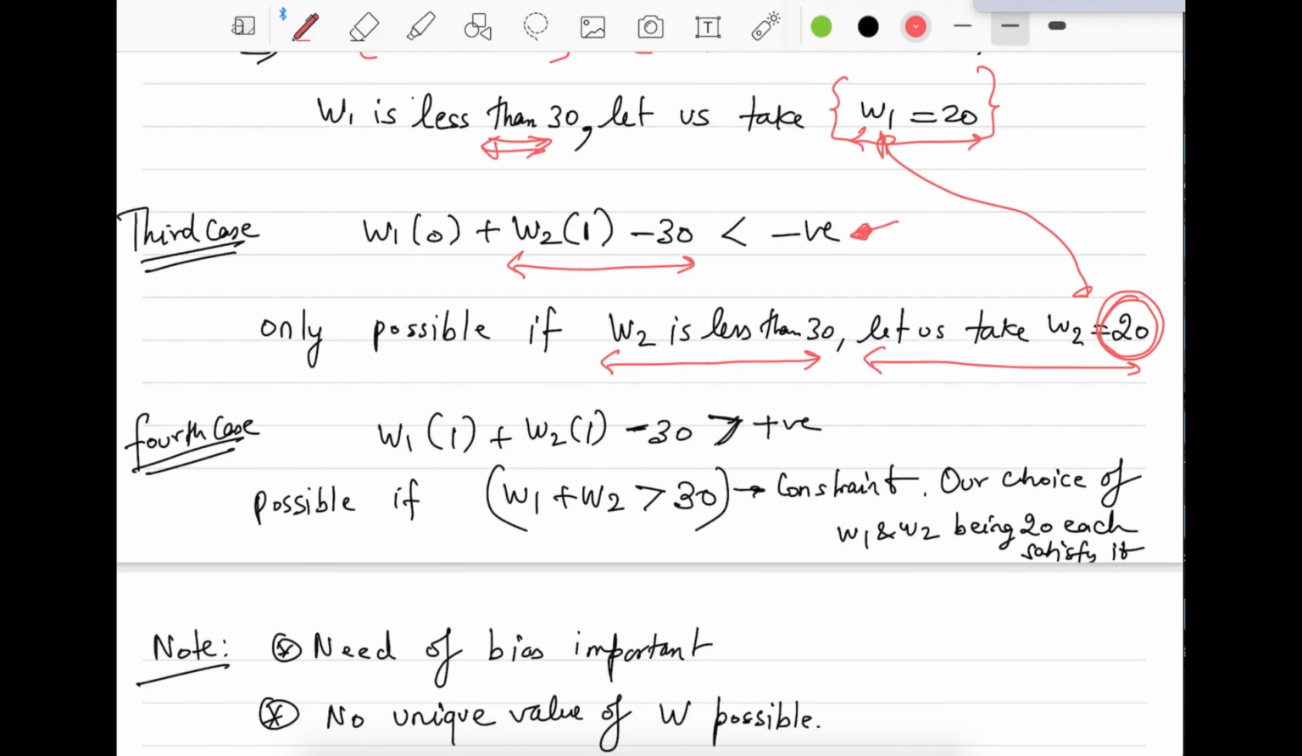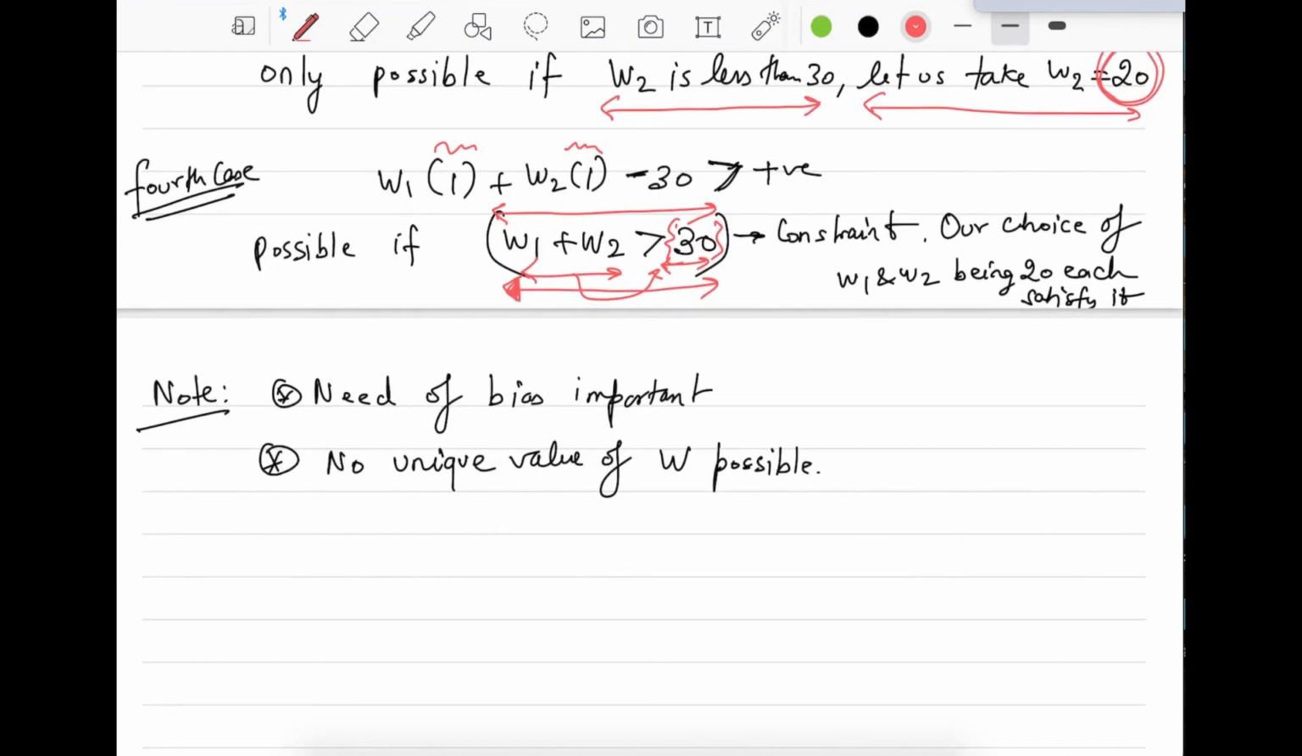And the last constraint, when both of them are 1, we have this constraint. So this is very important. You see here, I am taking W1 as 20, W2 as 20, then only it is getting greater than 30. But if you take some other combination, it might be the case that it is not greater than 30, then it will be a problem. So for a fixed bias of 30 that you have taken, your W1, W2 has to satisfy this constraint. So based on that, our 20, 20 as W1 and W2 and B as minus 30 works for us.